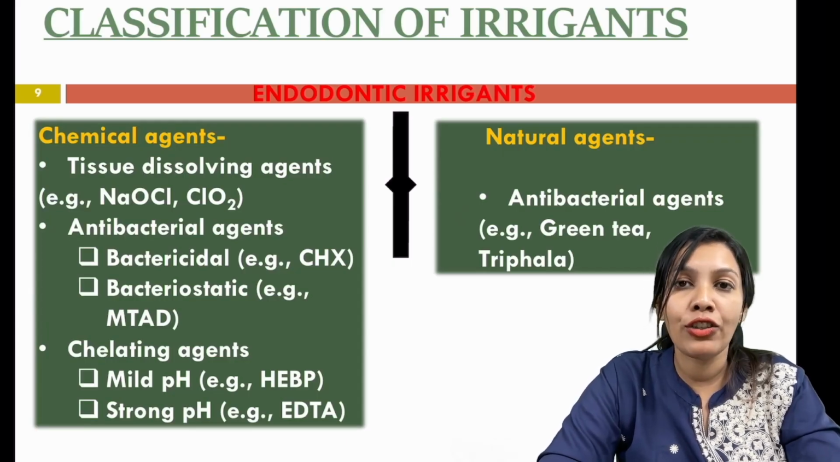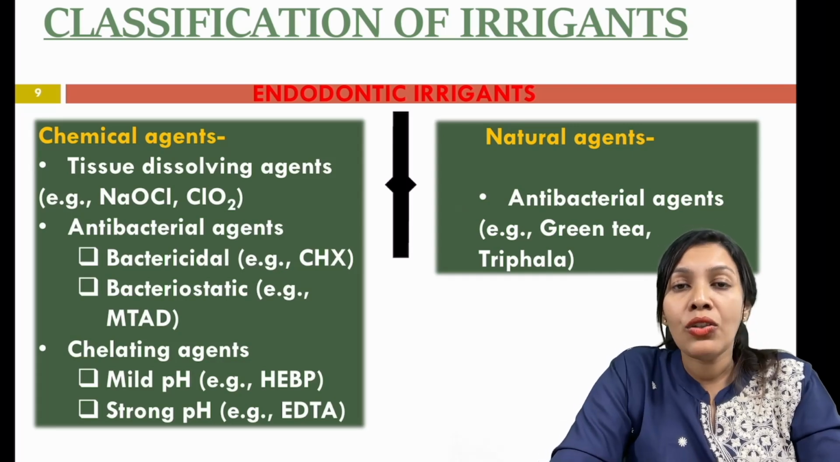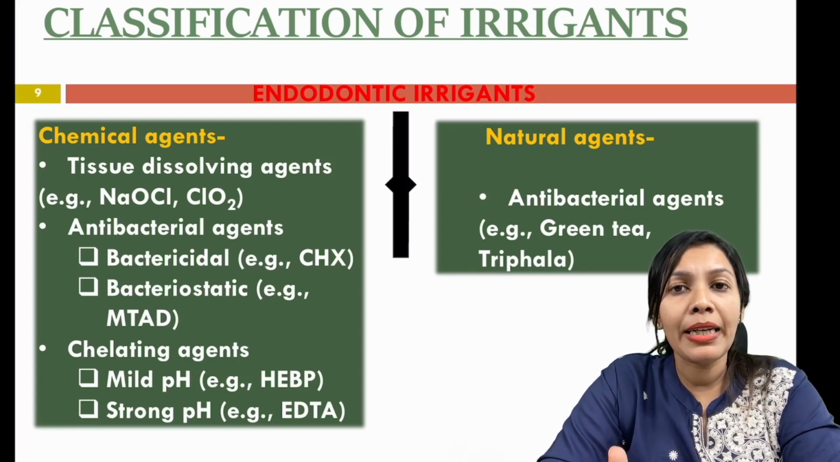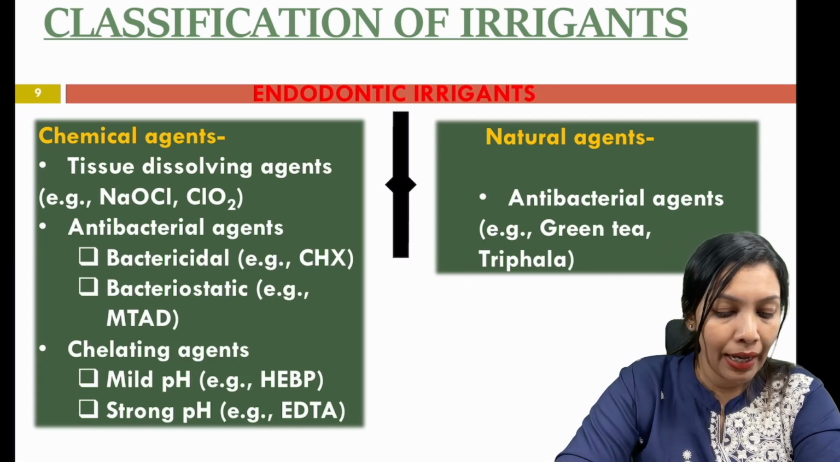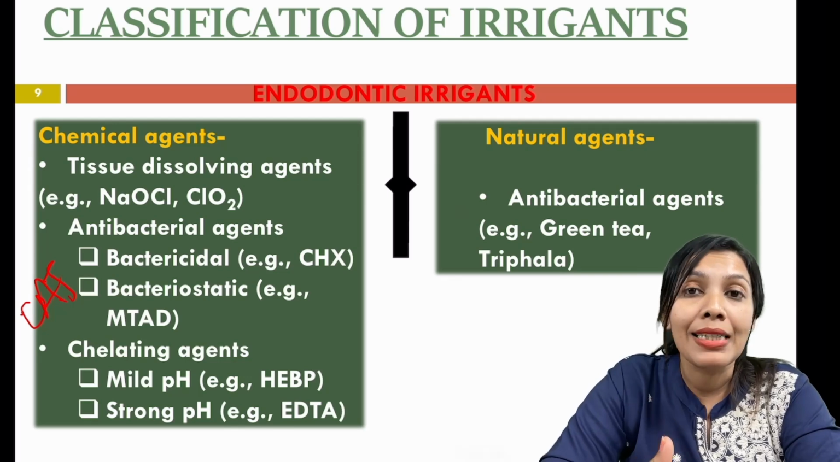Next is the classification of irrigants. Normally, we need to know some important irrigants that are commonly used in our clinical practice, like sodium hypochlorite, chlorhexidine, EDTA. These are the areas from where questions are asked on irrigants. There are two types of irrigants, chemical irrigants and natural products. Chemical irrigants are of three types. You can memorize it as CAT. C for chelating agent, A for antibacterial agent, and T for tissue dissolving agent.